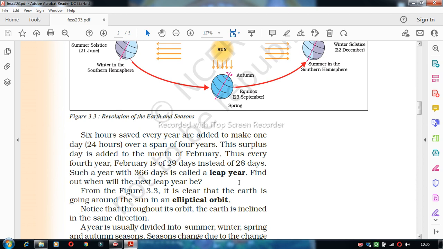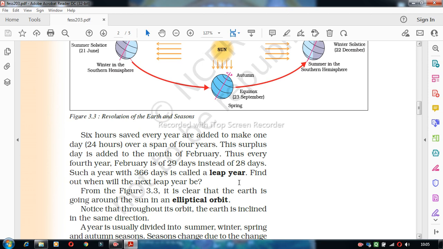Next, a year which has 366 days is called a leap year. So the meaning of leap year is clear to you. In the examination, a question can be asked: a leap year consists of how many days? Options will be there, and you have to select the correct option, 366 days. Find out when the next leap year will be. That is going to be your homework. You have to search and text me.